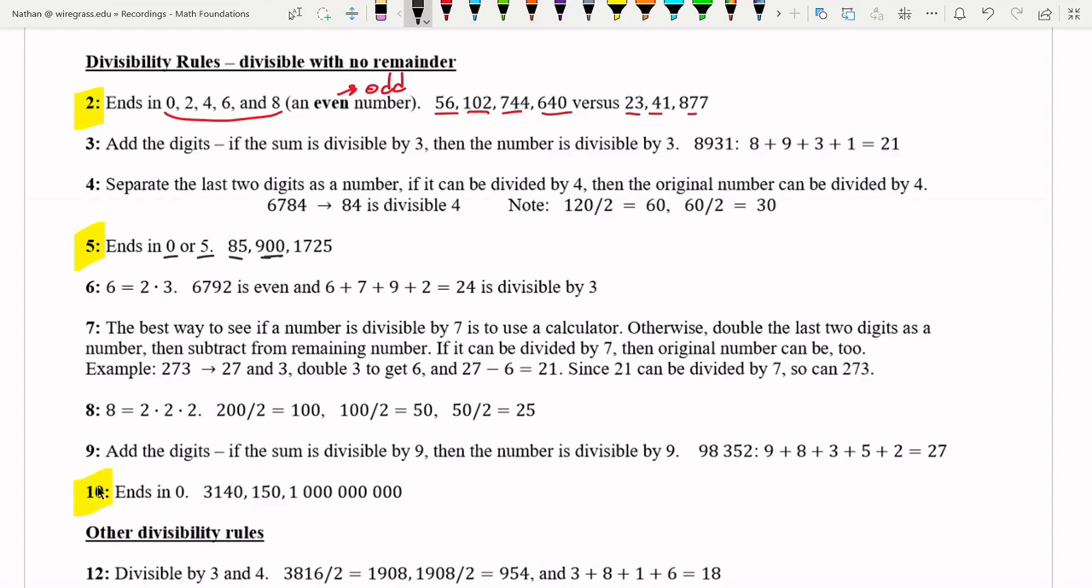And finally, 10 ends in 0. So of course, these numbers end in 0. Oh, this one is 1,000, million, billion. This one's 1 billion, of course, ends in a 0. So it can be divided by 10.